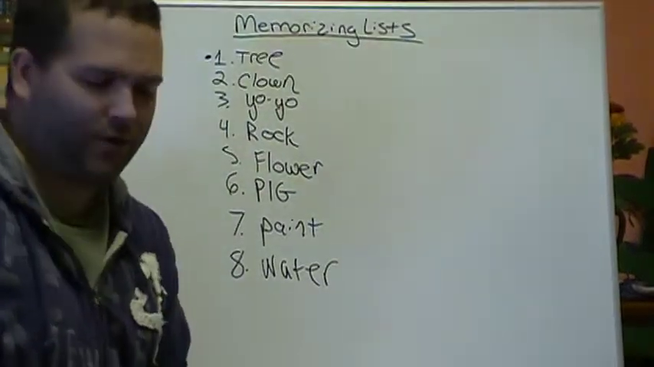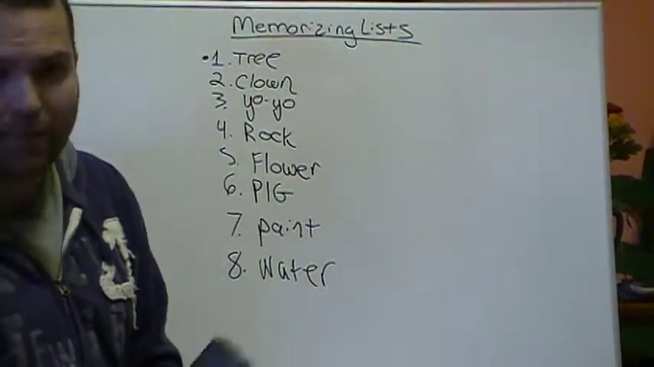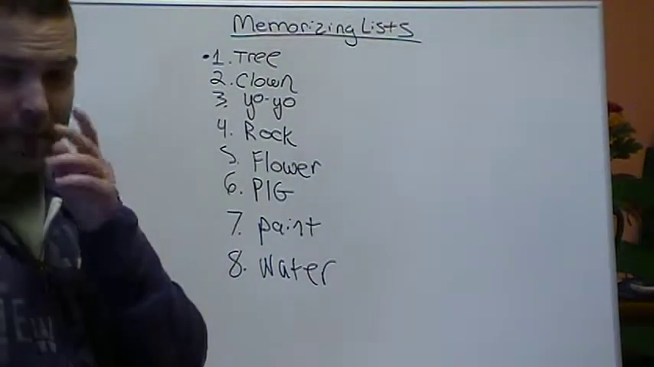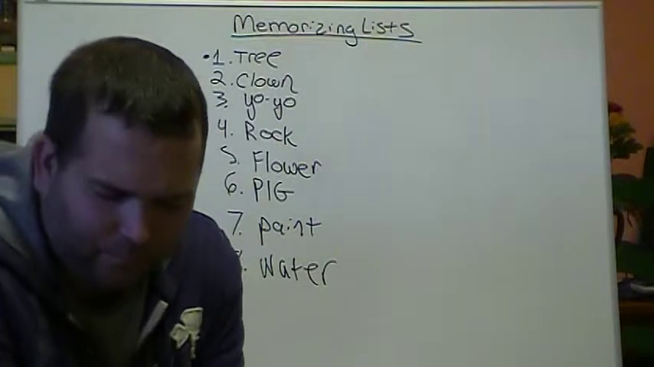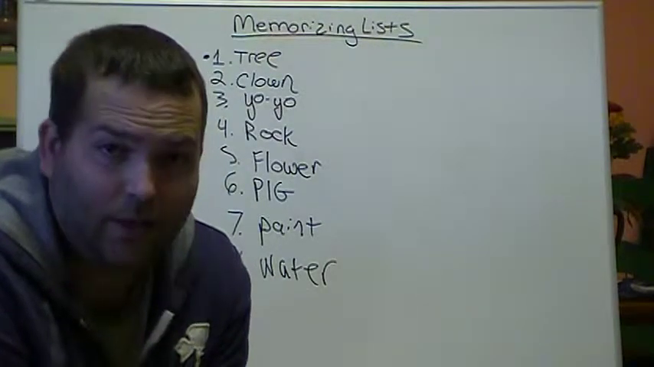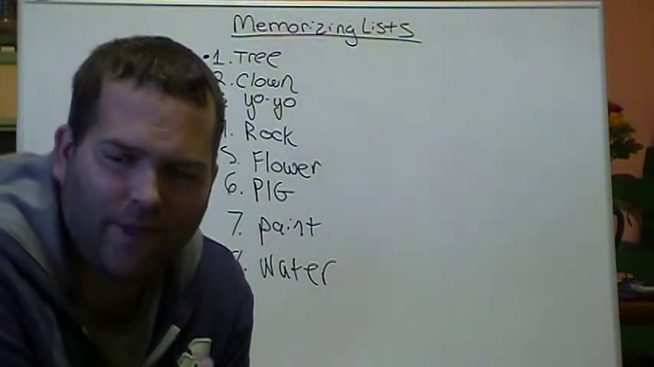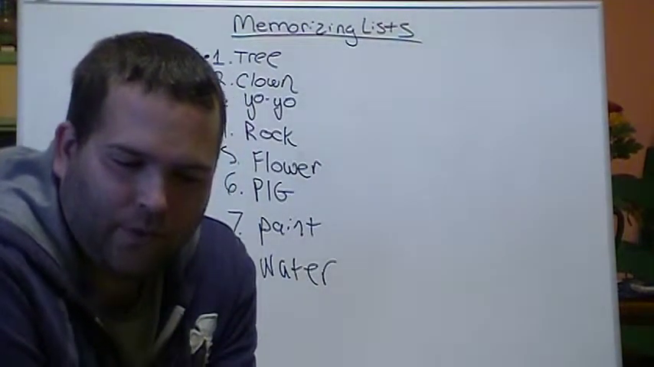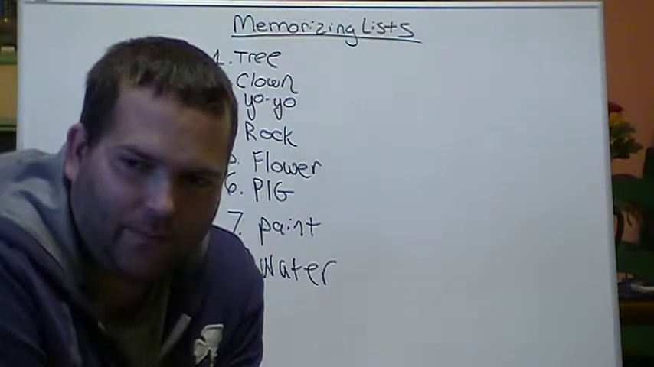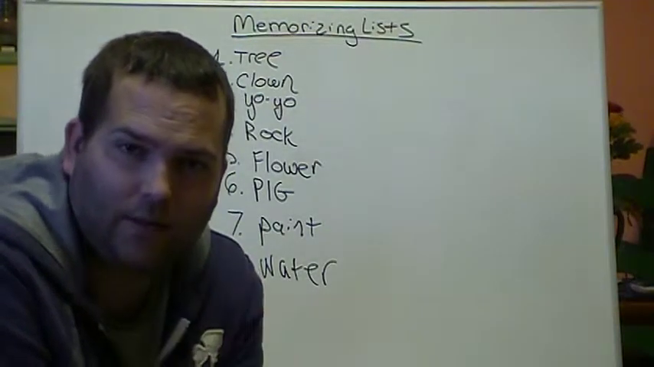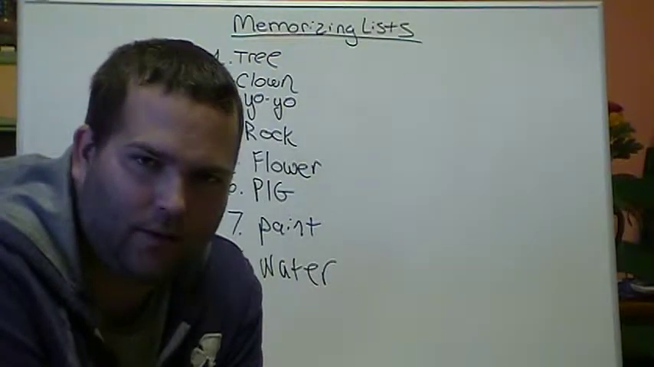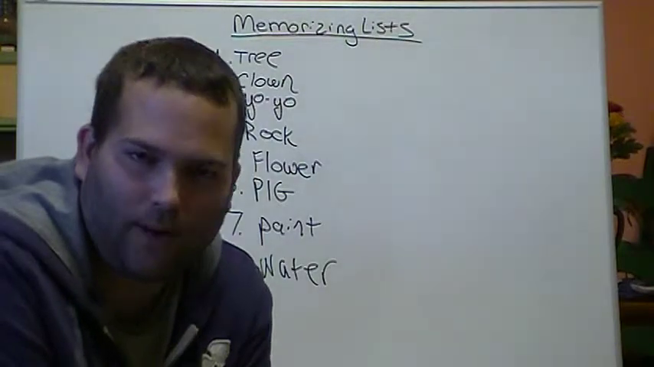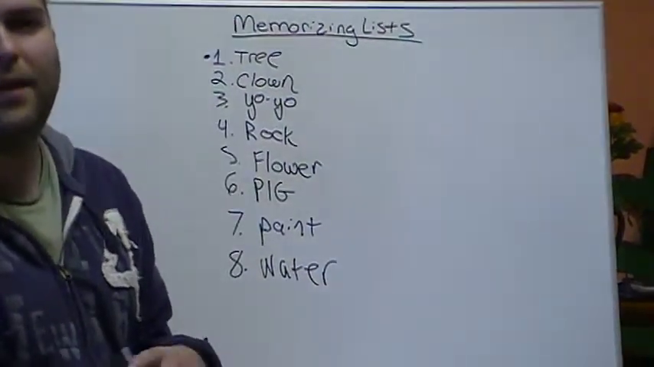So let me go over this real quick, show you how to do it. Here's a list of items on the board behind me. You can see that the first item is tree. Now, when you're memorizing anything, really, you want to form a vivid image in your memory of this item. So, tree. Form an image in your head of a tree. Actually see it. Just don't say the word to yourself. Actually see a tree. Okay? So you've got this image in your head of a tree.